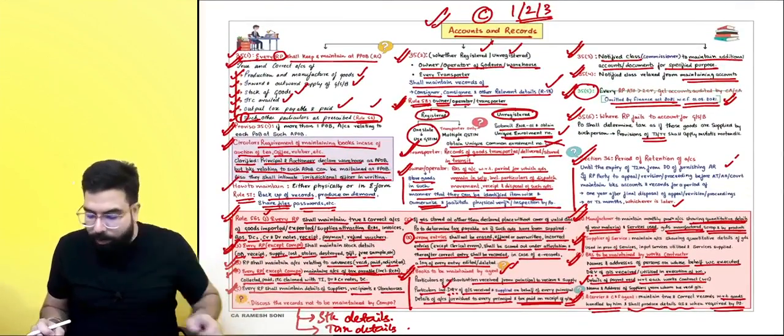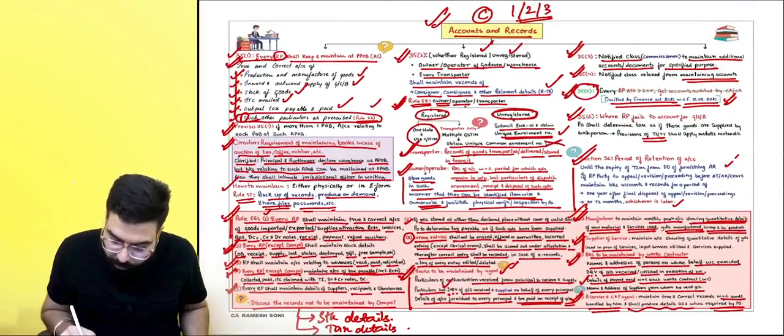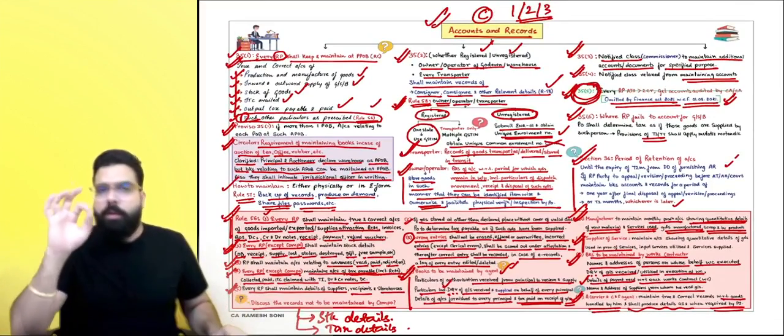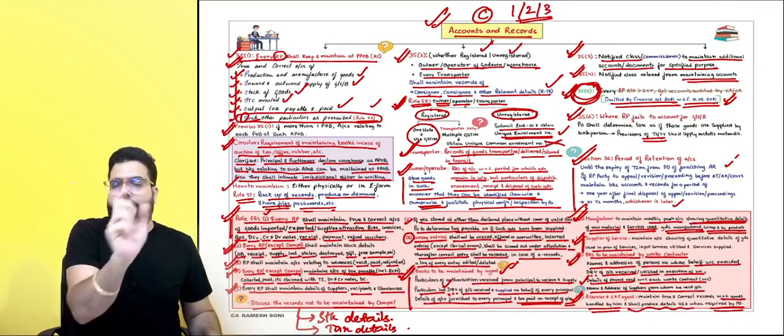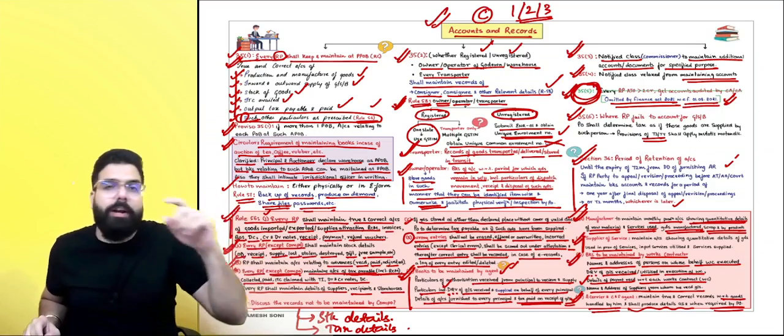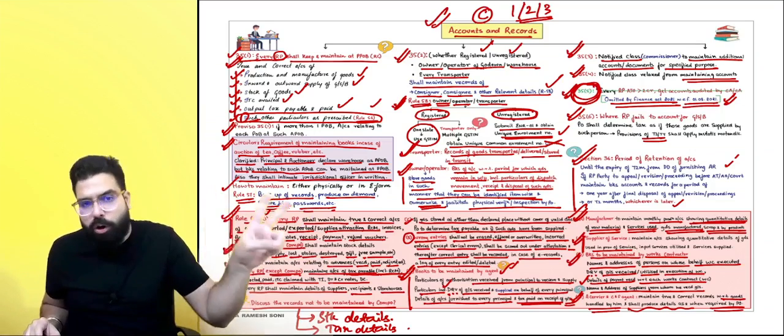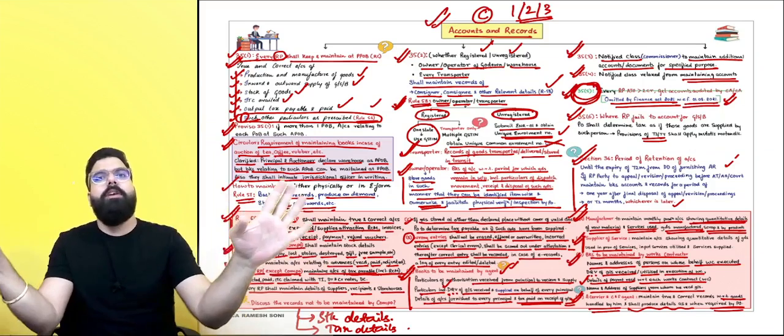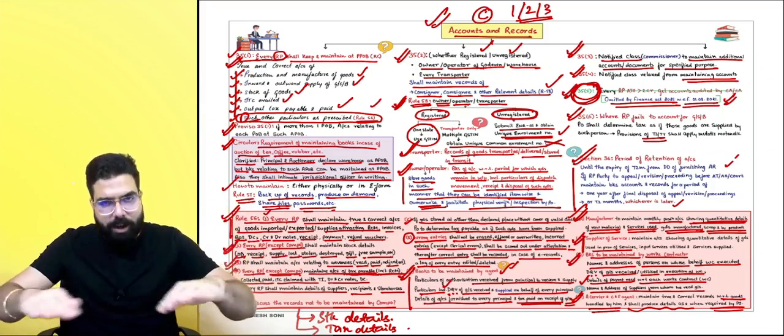Everyone, remember always, the only amendment in the chapter of accounts and records is that whenever a registered person's aggregate turnover exceeds 2 crore rupees, he was required to get accounts audited by a chartered accountant or cost accountant. Now the requirement to get your accounts audited is done away with.